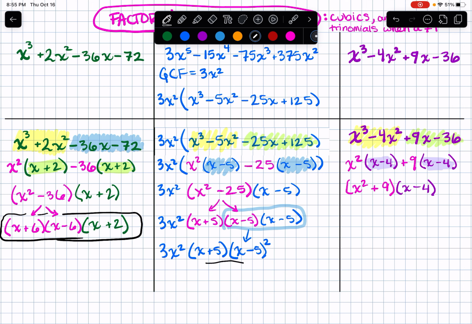Now I have finished factoring this one. Nothing could be broken down further. I've combined my repeated factors into a multiplicity, and that's something I could sketch the zeros and talk about the bounces and crosses nice and easily.